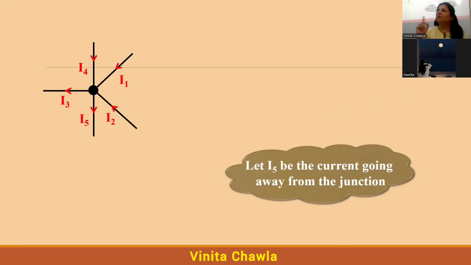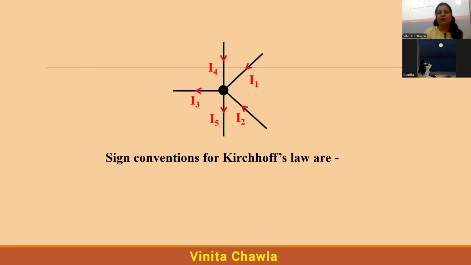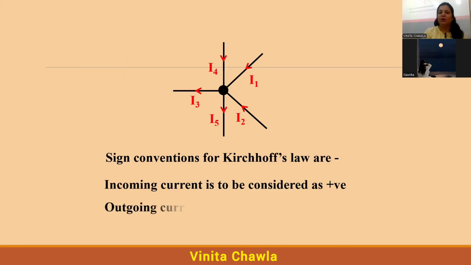In three wires, current is coming towards the junction. Currents I1, I2, and I4 are coming towards the junction. On the other hand, I3 and I5 are going out of the junction. So we can use a sign convention here. How? Incoming current can be considered as positive, and outgoing current we can consider as negative.